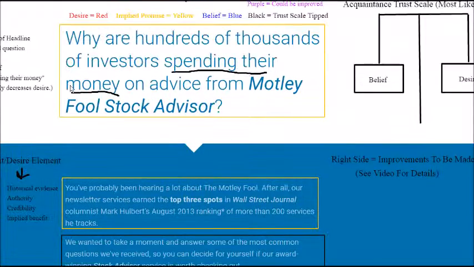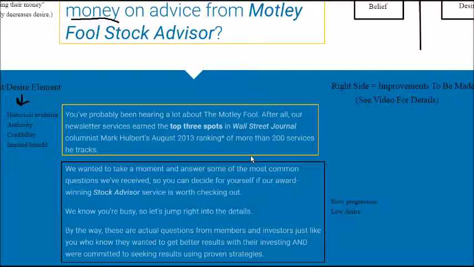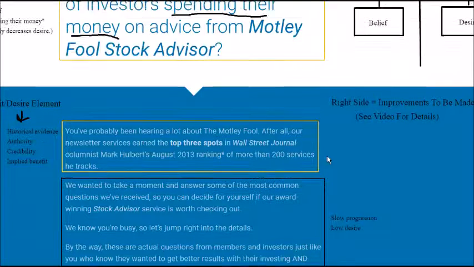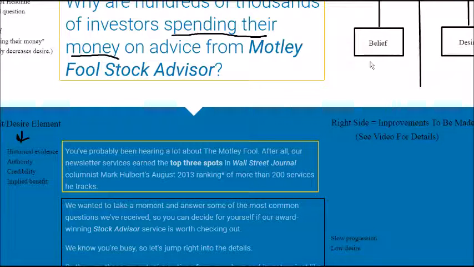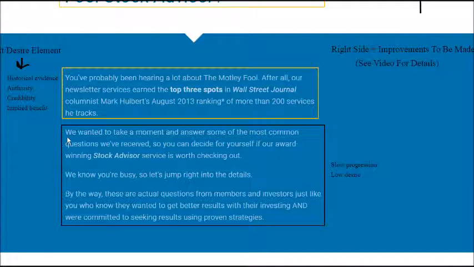Because since they have a very low amount of desire here, and this is all belief with a very small amount of implied benefit, that means that belief is getting stacked up, but there's not enough desire for them to keep reading. So the trust scale tips here, and it would actually be on the verge of tipping, but then this tips it because it's so slow.